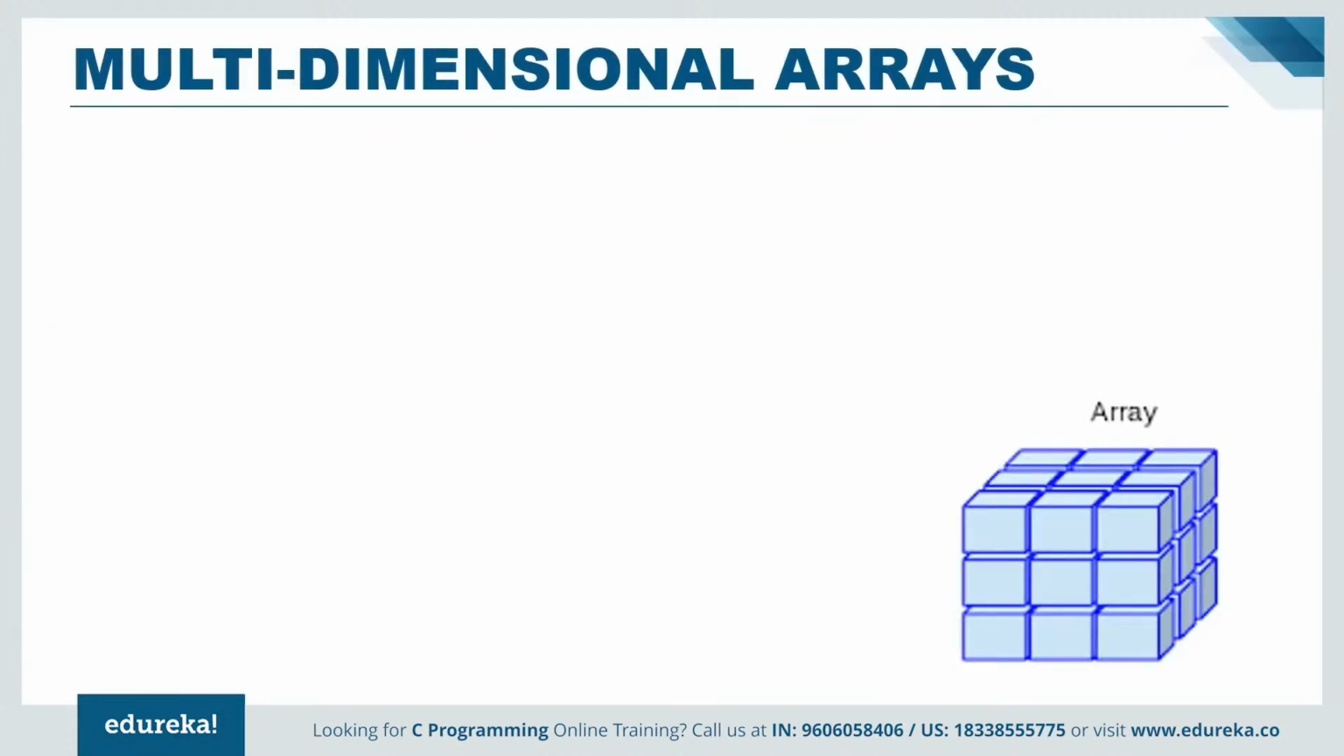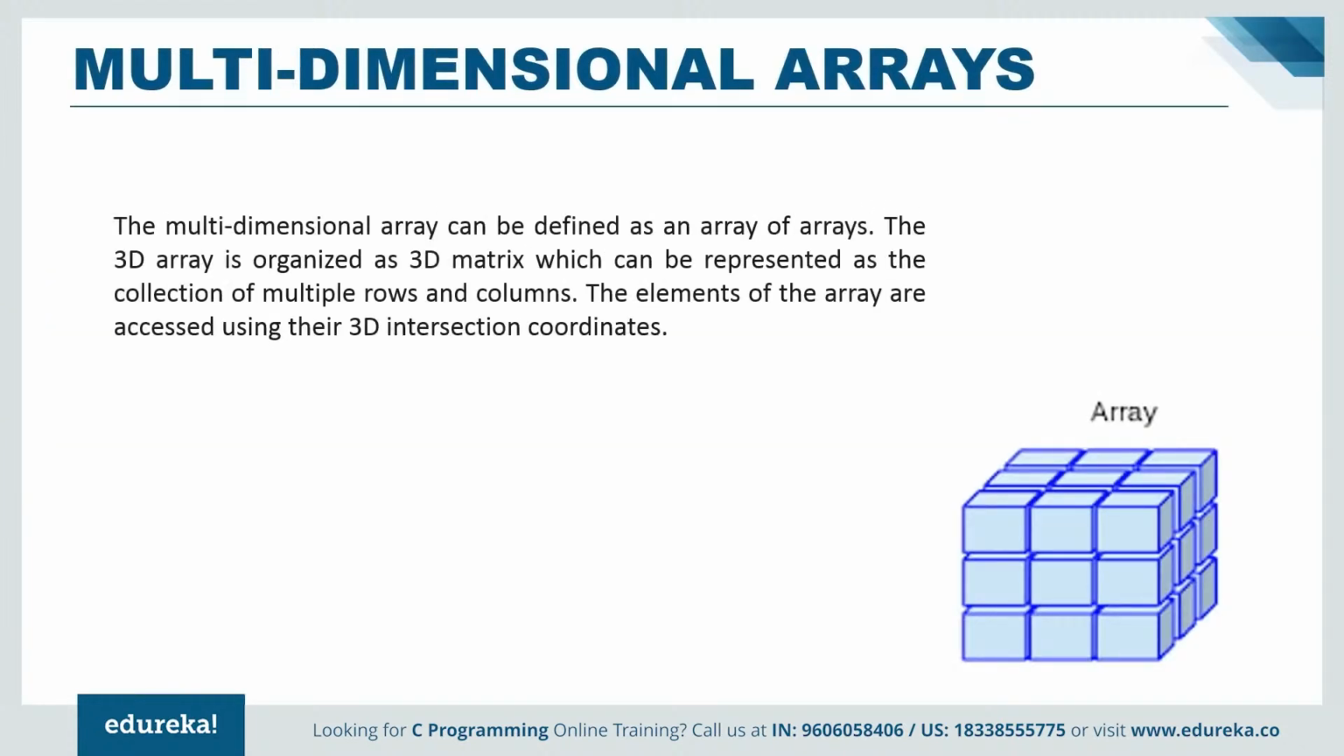Now let us move on to the multi-dimensional array. A multi-dimensional array is completely similar to a two-dimensional array. The only thing is, another dimension is added to the arrays. That is, it might be 3D or even multiple dimensions. A multi-dimensional array can be defined as an array of arrays. The 3D array is organized as a 3D matrix, which can be represented as a collection of multiple rows and multiple columns. The elements of the array are accessed using the 3D intersection coordinates.